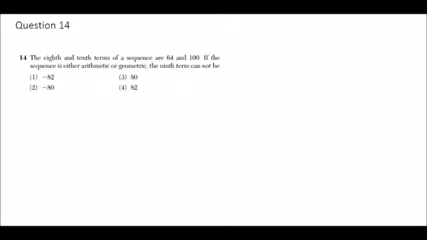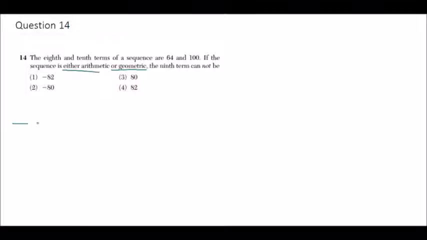Question number 14 on the Algebra 2 Common Core Regents from January 2017. And this is a sequence question. We have the 8th and 10th terms of a sequence are 64 and 100. If the sequence is either arithmetic or geometric, the 9th term cannot be what? So let's take a look.